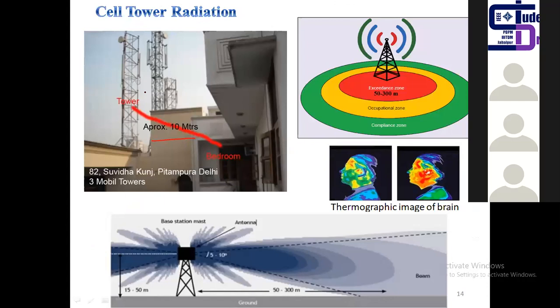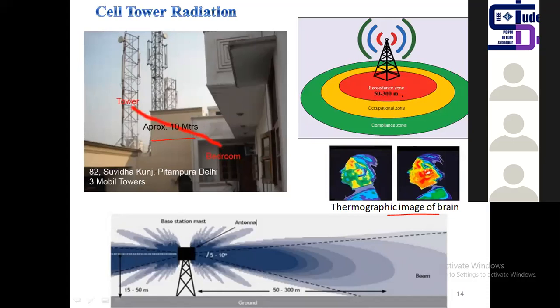He has mentioned these things in detail in his report, and he has worked really hard throughout many years, so you can refer to it. In the bedroom, if there is some elderly person or children especially, they suffer from this kind of radiation. In the thermographic image of the brain, you can see the specific absorption rate is very high. This red zone extends about 50 to 300 meters. After that, the problem is much less.